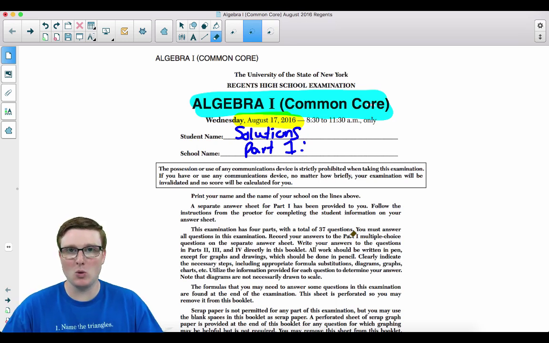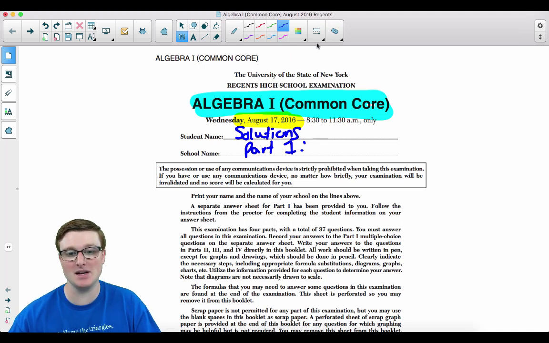This is the Algebra 1 Common Core August 2016 Regents examination. These are going to be the solutions for Part 1, questions 13 through 24, which is the second half of the multiple choice of this examination.